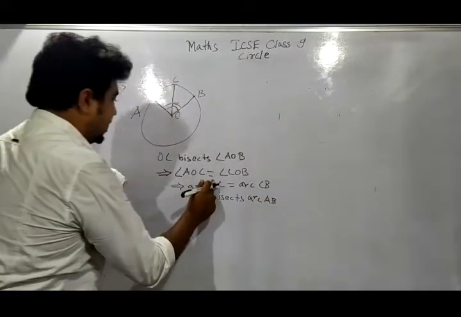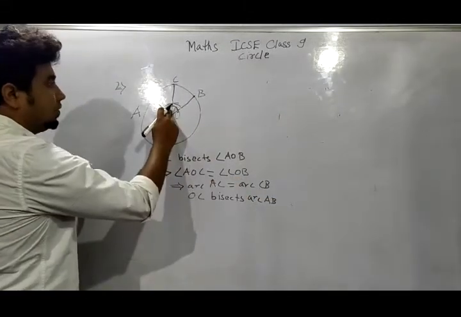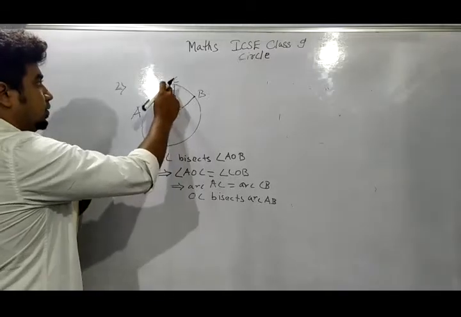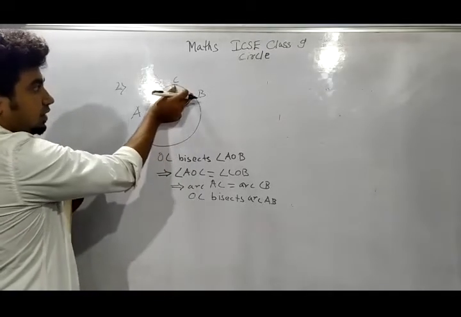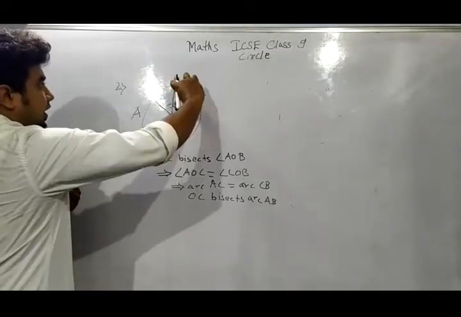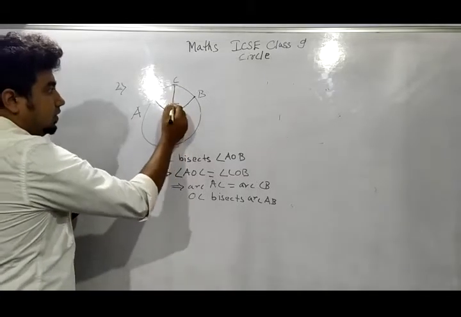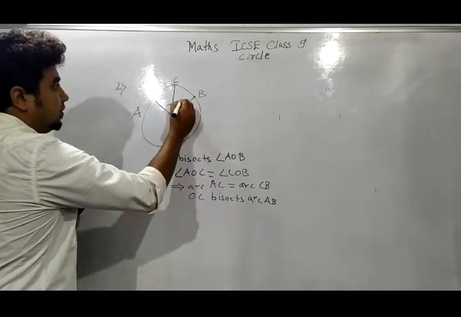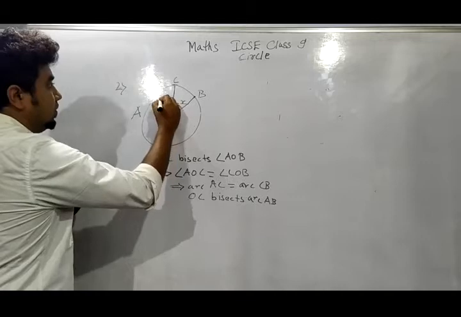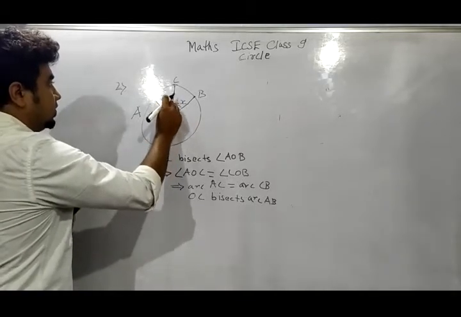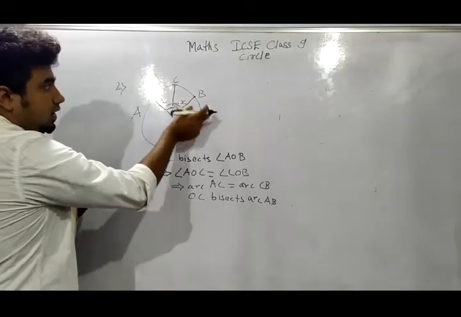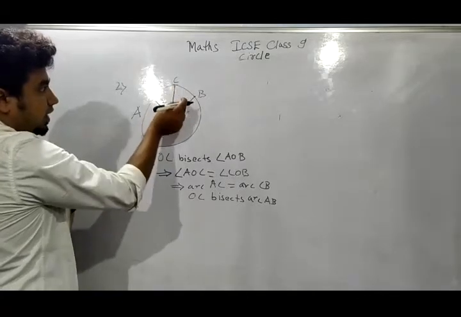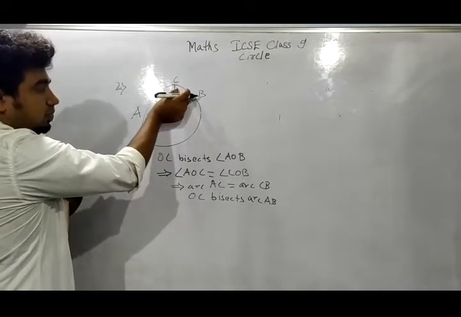Why have I used that arc AC is equal to arc CB? Because angles subtended at the center are equal. So I can say that this arc and this arc will be the same. This arc is subtending the angle of this part. This is the angle which is subtended. Suppose I name it as X. So this will also be X. This part is also X by arc AC, and this part is also X, the angle subtended by arc BC.